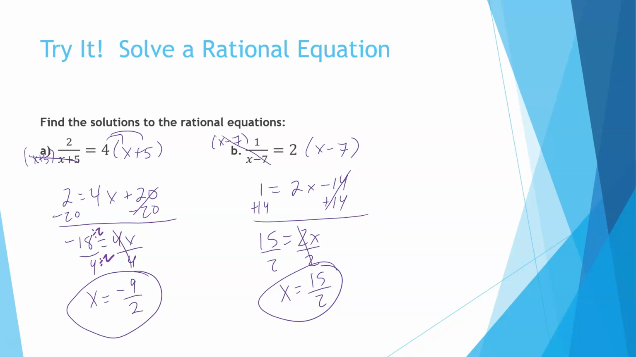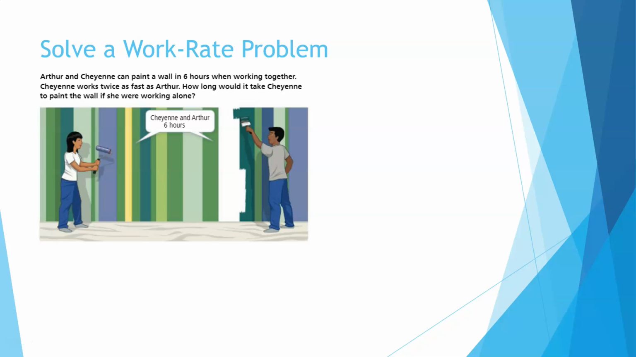So I know it's fairly basic, but now let's look at it in a little bit. We'll start to introduce a little bit higher level in this word problem. Okay, so this word problem is just to follow along with. We're going to do a few word problems, one today and one tomorrow, where we're starting to talk about these work rate problems. And so it says Arthur and Cheyenne paint a wall in 6 hours when working together. Okay, so they're working together and they paint it in 6 hours. Cheyenne works twice as fast as Arthur, so that's going to be important. And how long would it take them to paint the wall if she were to work alone?